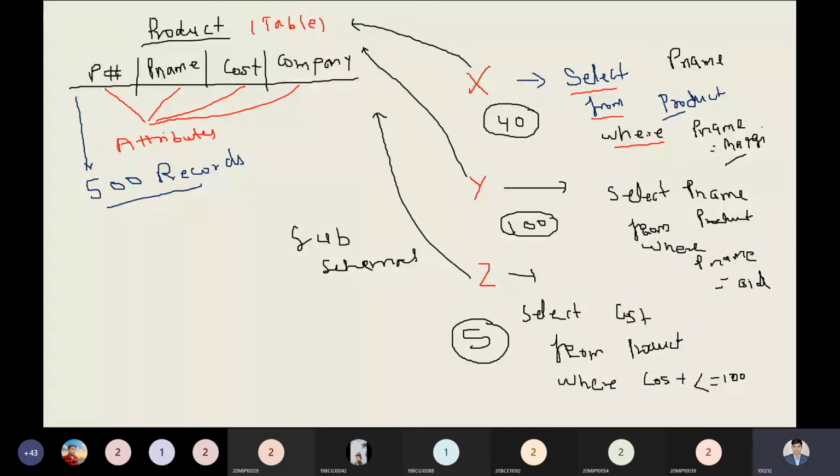Now, is this clear to all right now? I have taken a simple example. Is it clear to all right now? Yes, sir. Can anyone have any doubt right now? Anyone who has any doubts, please ask me right now.